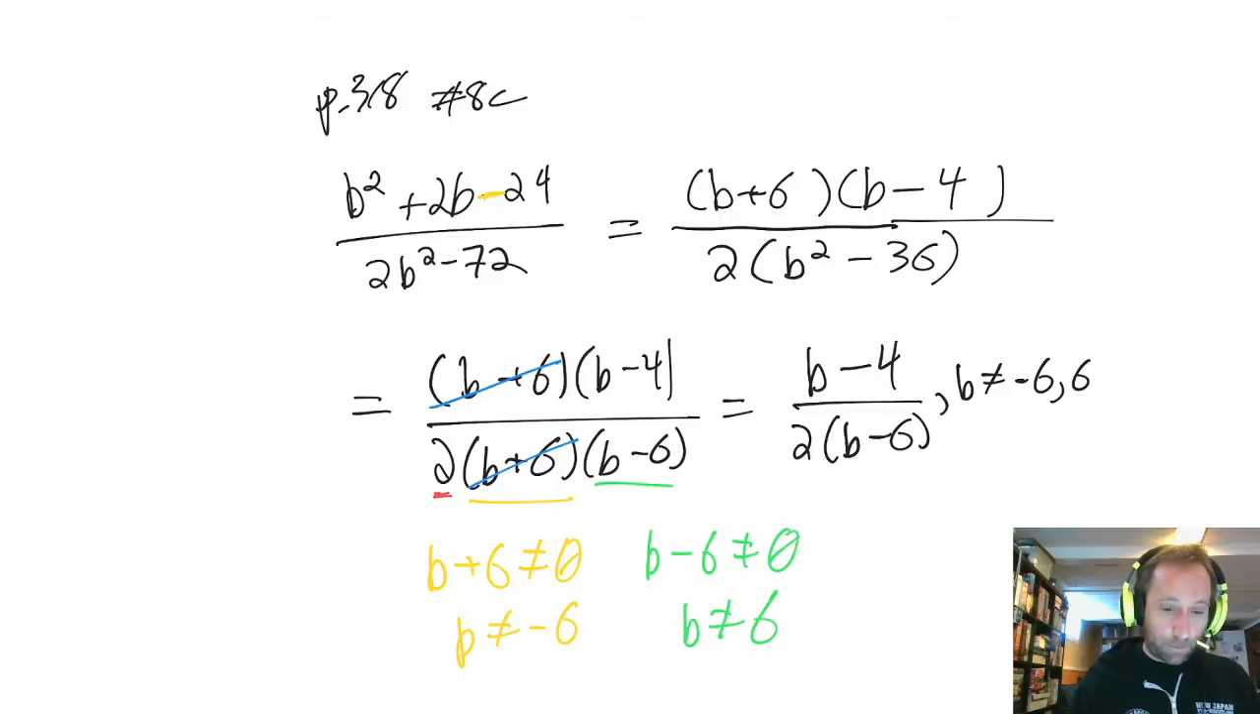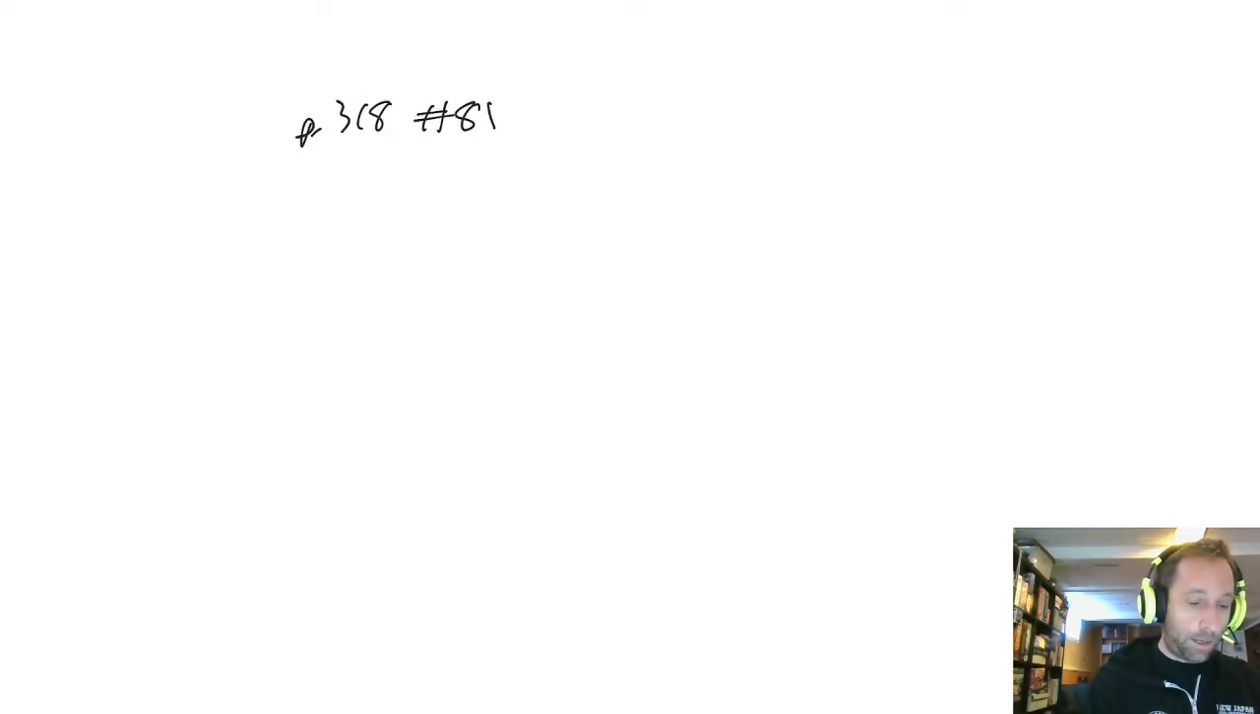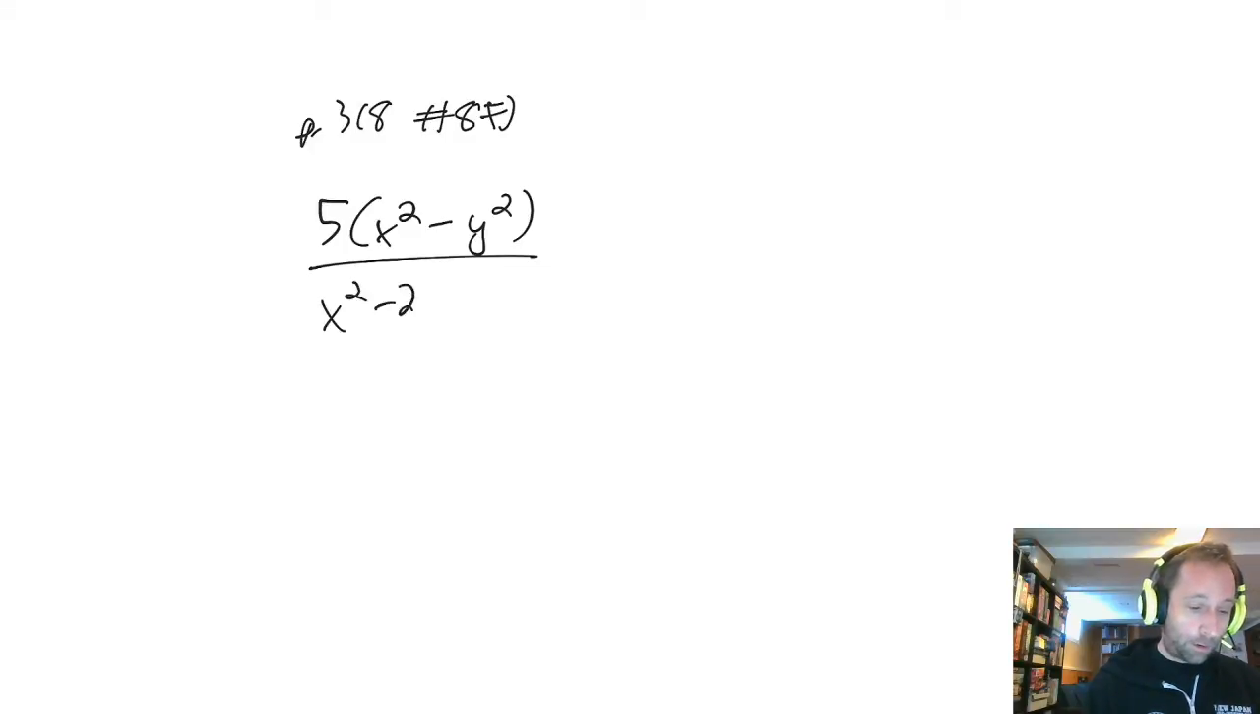And we'll call that an end of the questions on the 6.1 topics. 8f on page 318. So question number 8f. So this is 5 times the expression x squared minus y squared, all over x squared minus 2xy plus y squared.